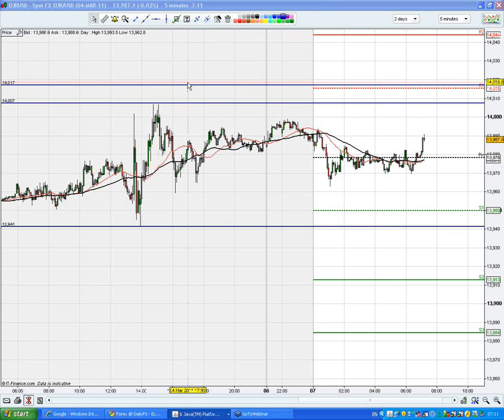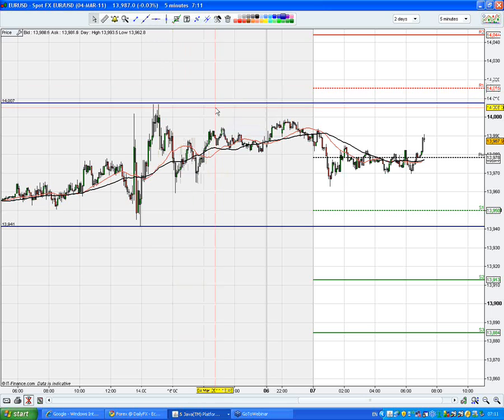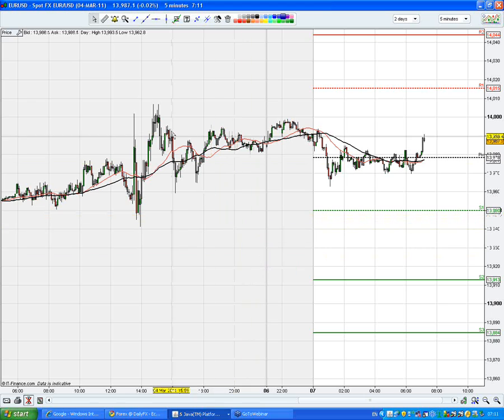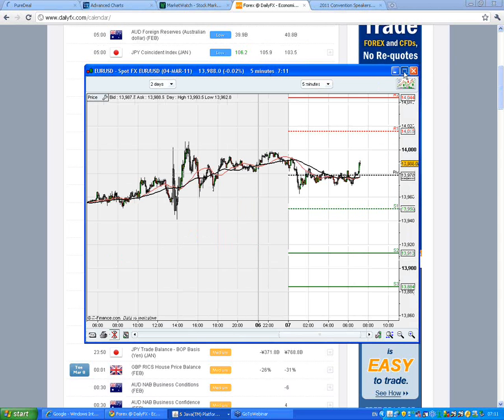this is the icon for the horizontal line. Let me delete this one. If you want to delete them, you right-click on them and delete. So you can right-click on the lines and delete them. And to bring up the horizontal lines, you click on the horizontal line icon on your chart. Obviously, sometimes, oops.